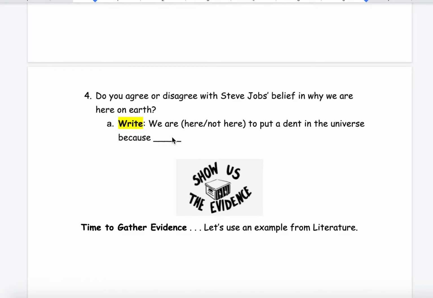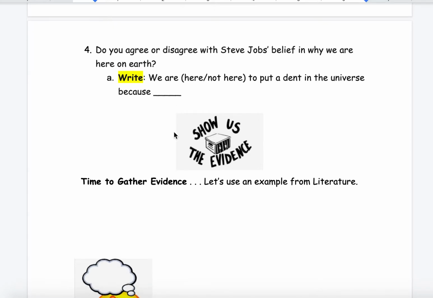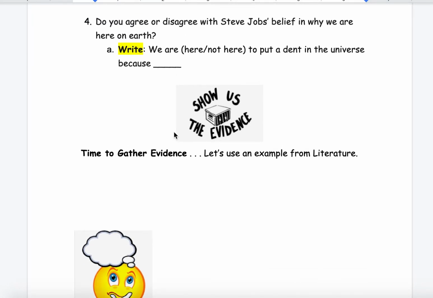All right, so now it is time to gather evidence. For any time you make an assertion, you have to have some proof, right? So this is what I need you to do. It's time to gather evidence. It's the easiest form for us to grab at this time that we don't have to do any type of research on the computer. Let's just use an example from literature. You've read a lot of books in high school. You've read a lot of books on your own, and I'm sure you have watched a plethora of movies.